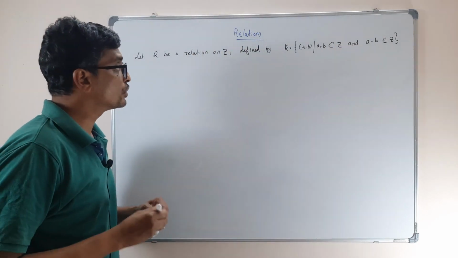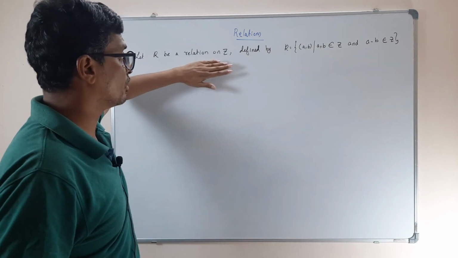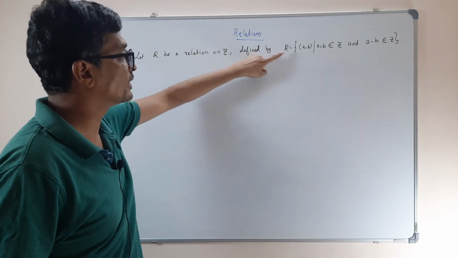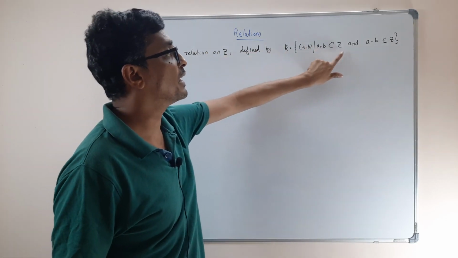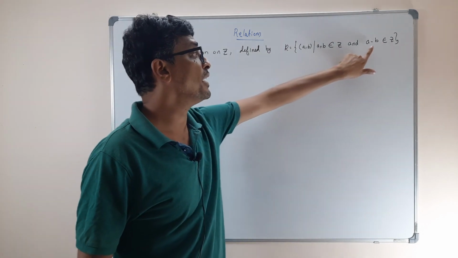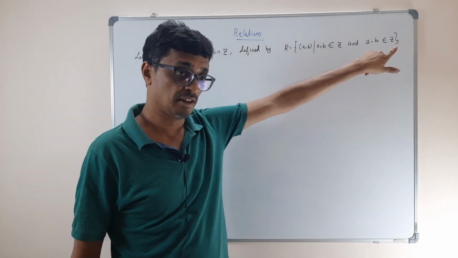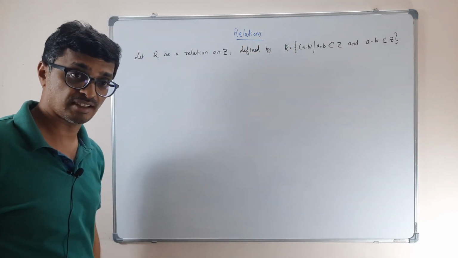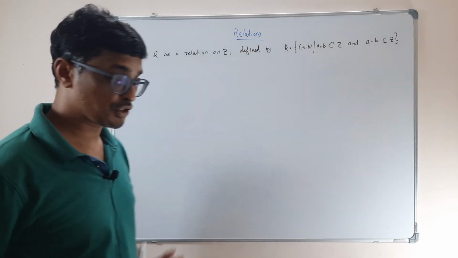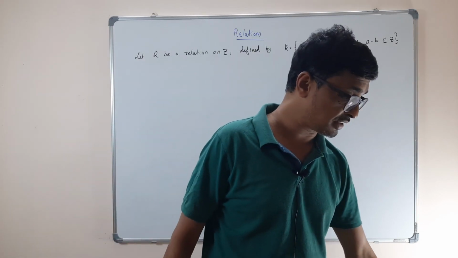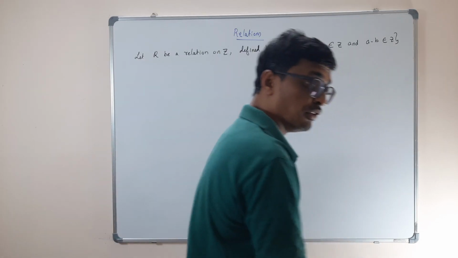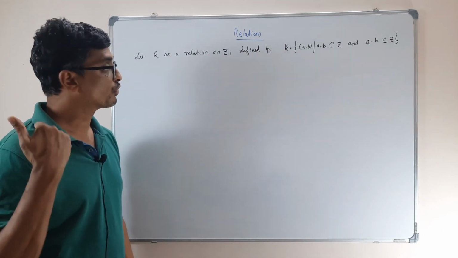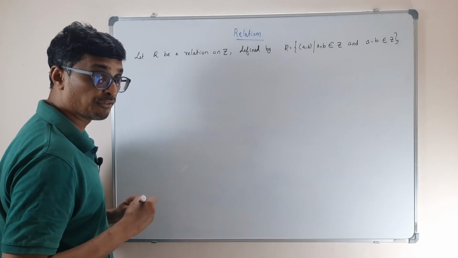So what is the problem? Let R be a relation on Z, the integers, defined by A comma B, where A and B are elements of the integers and A minus B should also be an integer. Now you have to show R is an equivalence relation. How will you show it? What are the things you have to prove? Yes: reflexive, symmetric and transitive. So let us see whether it is reflexive.